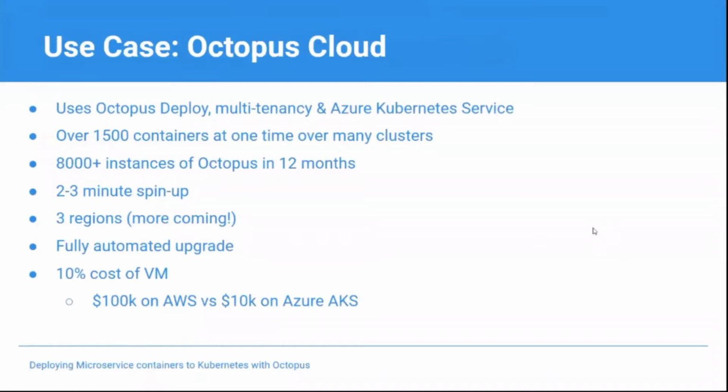So we've got a use case here, which is Octopus Cloud. Just to give you an idea, it uses Octopus Deploy, multi-tenancy, and Azure Kubernetes Service. We have over 1,500 containers at any one time, generally over many clusters across the world. We've had over 8,000 instances of Octopus in the last 12 months. One of the things that I really like is the spin-up time.